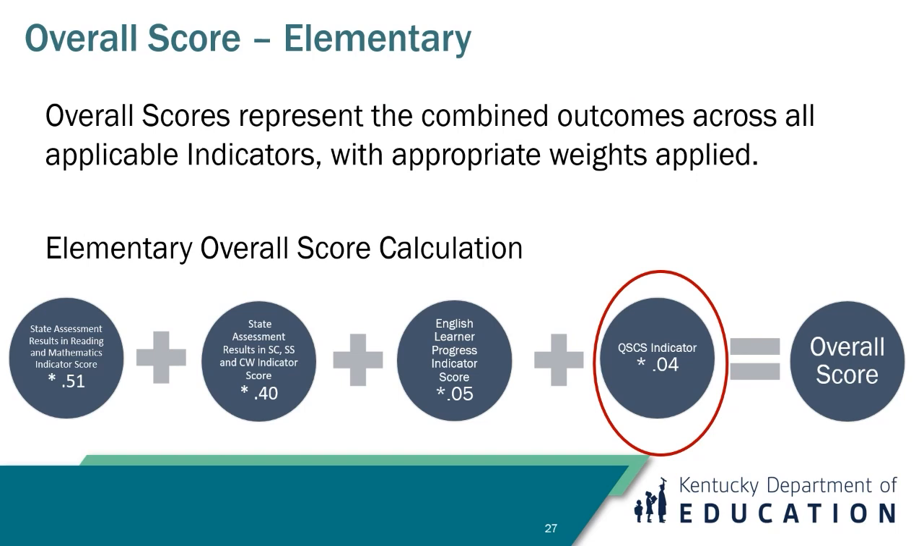Once you have calculated the other indicator scores and multiplied them by their weights, you can add each of these together to determine your overall score. For the QSCS indicator, the weight of 4% is the same at elementary, middle, and high school. Weights will be different for other indicators depending on the grade level.